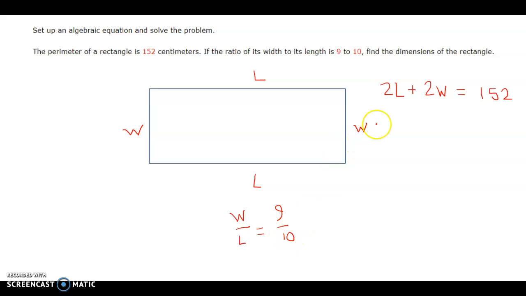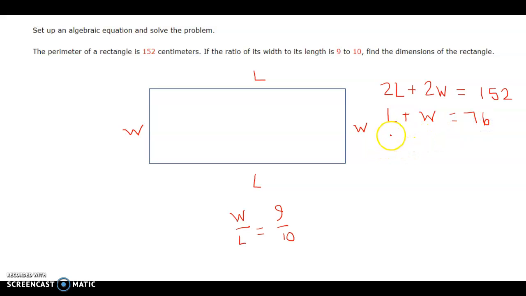9/10. We also know that the perimeter of a rectangle can be found by adding the two lengths together, adding the two widths together, and adding those answers together. So 2L plus 2W is equal to 152. Now I can simplify that. I notice everything is divisible by 2. So let's divide everything by 2. And we get L plus W is equal to half of 152, which is 76.